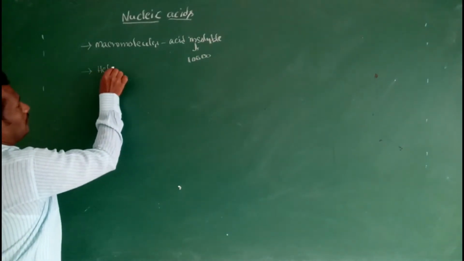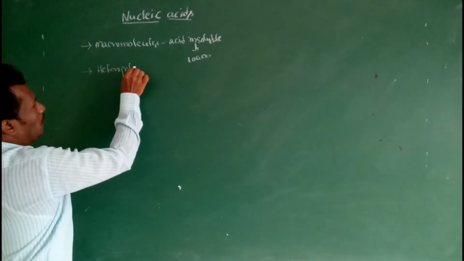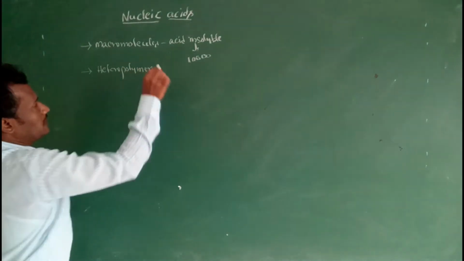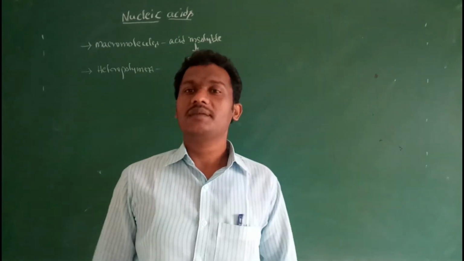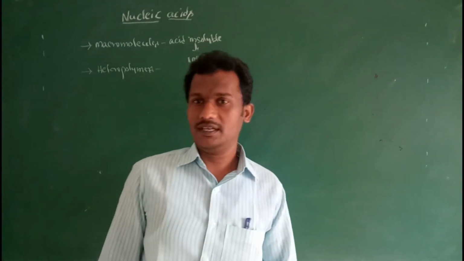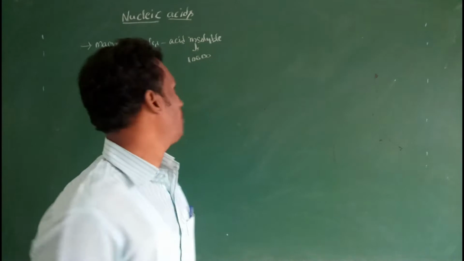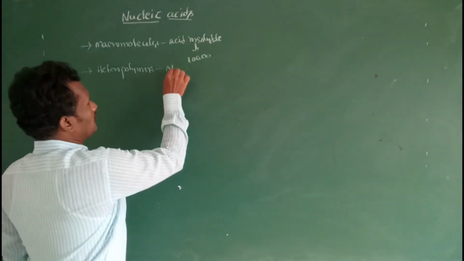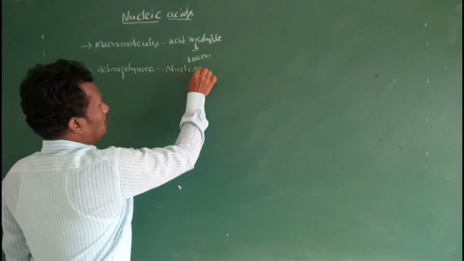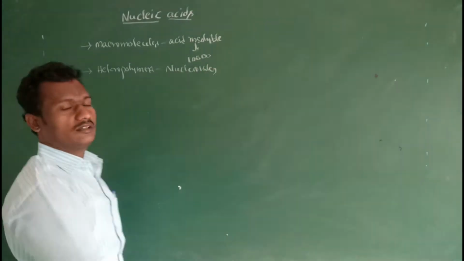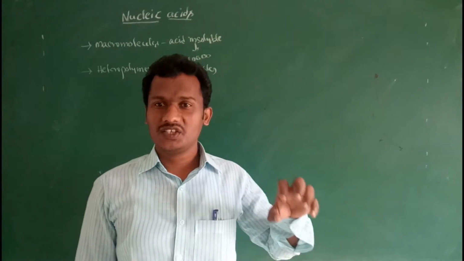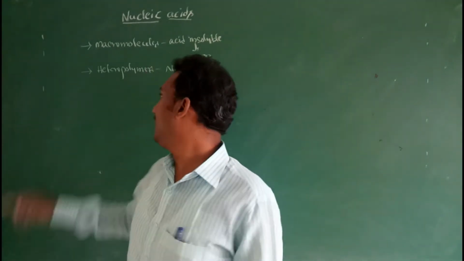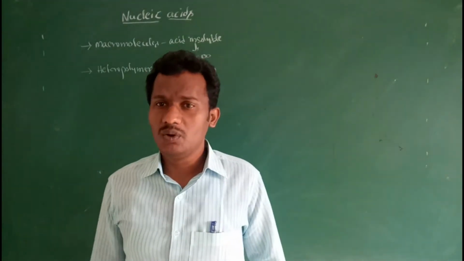Nucleic acids are heteropolymers. That means different types of monomer units are present. These different types of monomer units are nucleotides. So nucleic acids are heteropolymers, composed of different types of nucleotides.